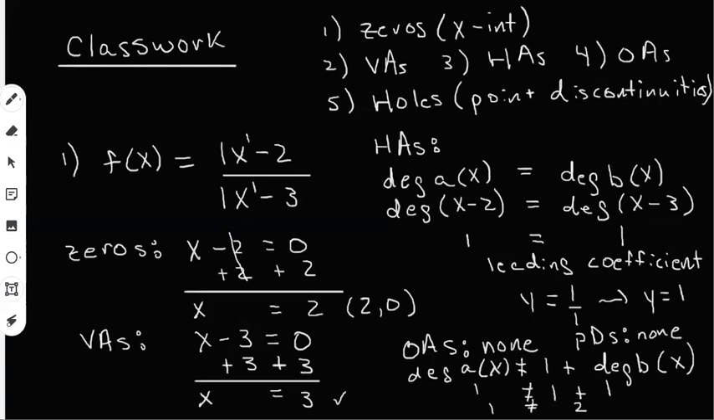So for all 5 of these questions on the classwork, we're going to find all 5 characteristics. Let's look at number 2. Okay, so number 2 says g of x equals 1 over x plus 7. So 1 over x plus 7. That's going to be my rational function.